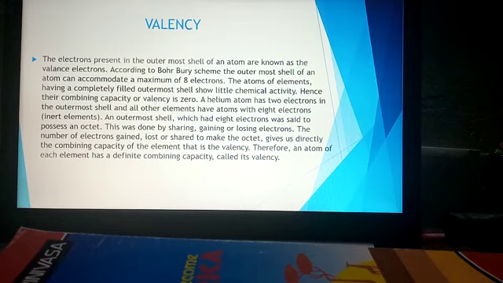Therefore an atom of each element has a definite combining capacity called its valency. Valency is the number of electrons gained, shared or lost in the outermost orbit in trying to get the octet configuration. So valency is nothing but the combining capacity of an element to get the octet configuration. I hope you have understood, children, about the Bohr-Bury scheme, the number of electrons present in the outermost orbit, its valency, and what valence electrons are.